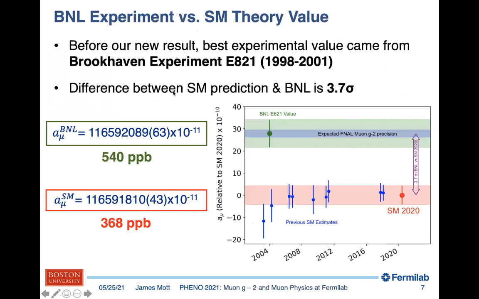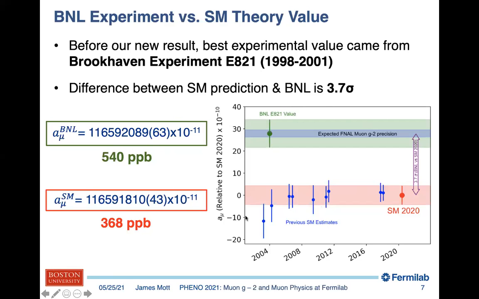Okay, so before our result, how did the theory and the experiment comparison look? So it's a long-standing discrepancy, this one. We all know about it. So the previous best result came from Brookhaven. They had an experiment that ran around the turn of the millennium. And they ended up with a difference between this standard model prediction and the old experimental result of 3.7 standard deviations. So the precision here is 540 parts per billion.